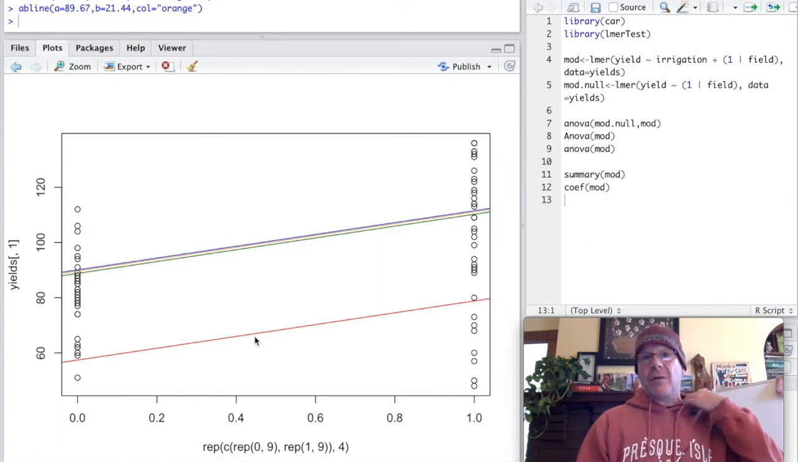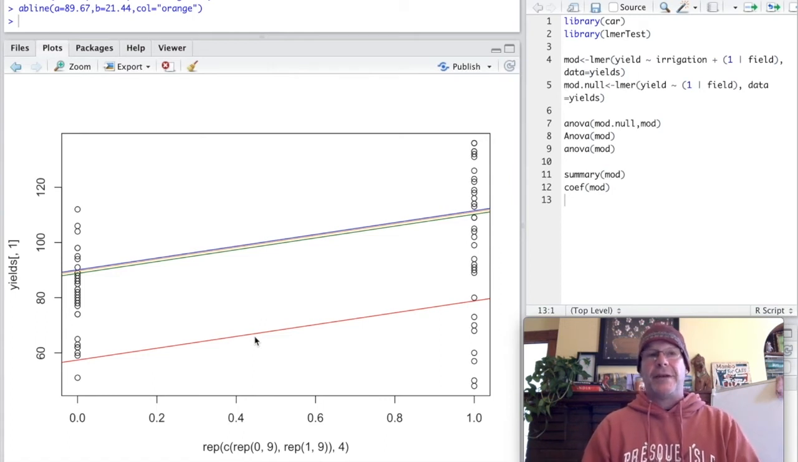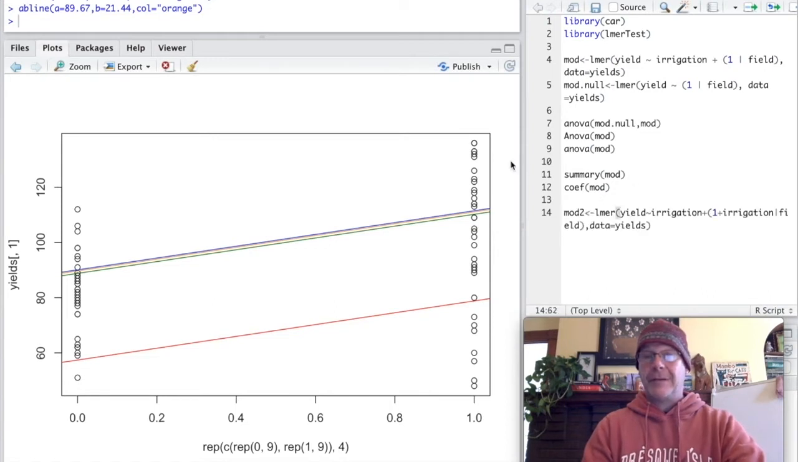Okay, and so we could test a model where perhaps we even add more terms into the error structure to do a better job of describing the error structure. We can do that by allowing not only each field to have its own intercept, but also allowing each field to have its own slope. And so I can go ahead and cut and paste, because that's a lot faster than me typing.